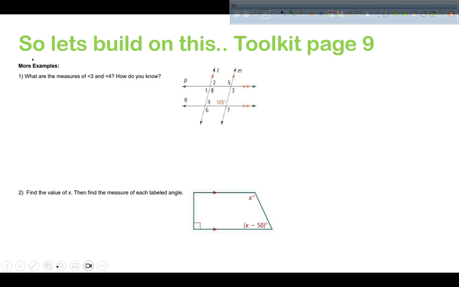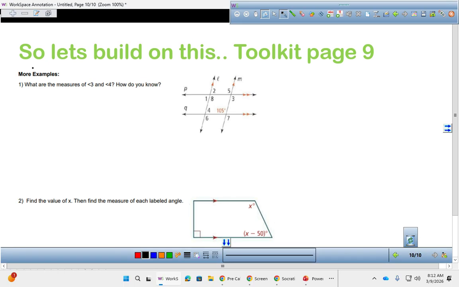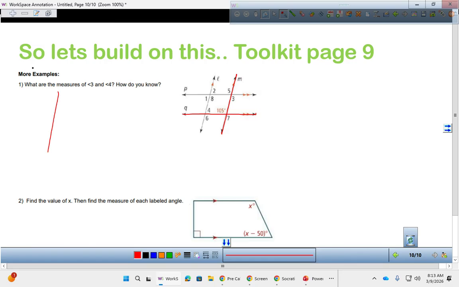So on page 9, the first example here says, what are the measures of angle 3 and 4? How do you know? So here's what I'm given. I'm given one angle, and I'm given that that angle is 105 degrees. So the first thing I'm gonna do is trace over this image to figure out which two lines make the angle that I'm given, all right? The angle I'm given is that 105. So this line here and this line here gives me the 105. And the 105 is on the left of this line and above this line, so it's right here. That's the angle I am given, so I'm just tracing the image to get just that angle.